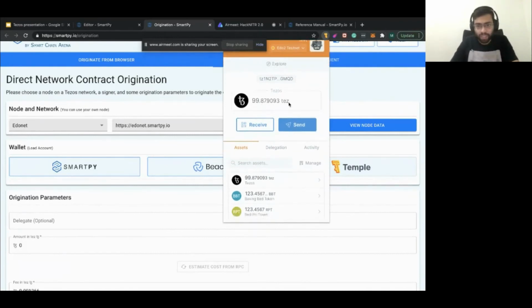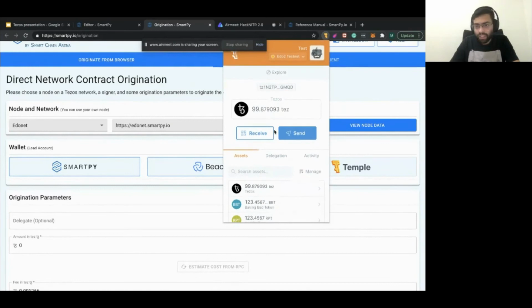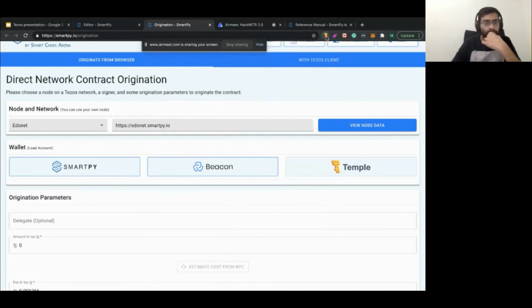I have some test balance here. It's very simple to create an account here. It gives you an account, and the way to receive Tezos is using a bot. And I'm probably not gonna show you that, or should I? Just give me a second.